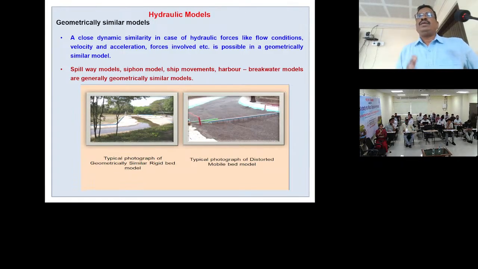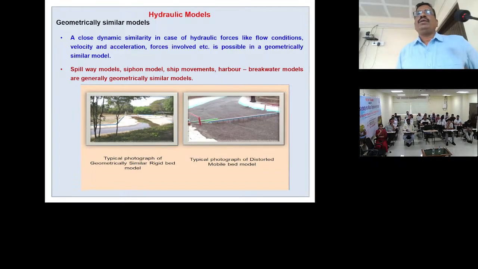So distorted models are there. In the distorted models, we distort the horizontal scale and vertical scale. The horizontal scale is different and the vertical scale is different. And in a geometrical model, both scales are the same. So real representation we do by geometrically similar models.